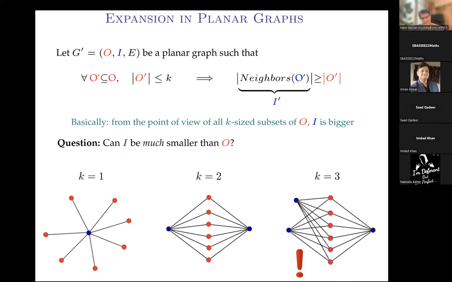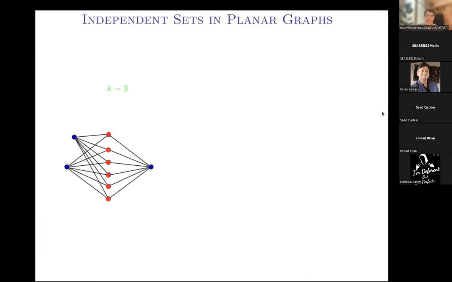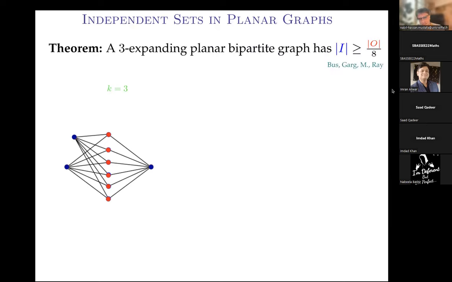That's the question. And at this point, you take out your piece of paper and try drawing examples of how to maximize the number of red while maintaining planarity and maintaining this expansion property. Now, I tried for a while, and my colleagues too, and this doesn't work, so this is not planar, unfortunately. And so, in fact, what you can show is this theorem that I cannot be too small. I will be at least 1/8 of the size of O.